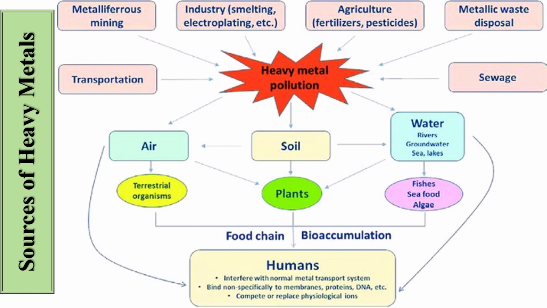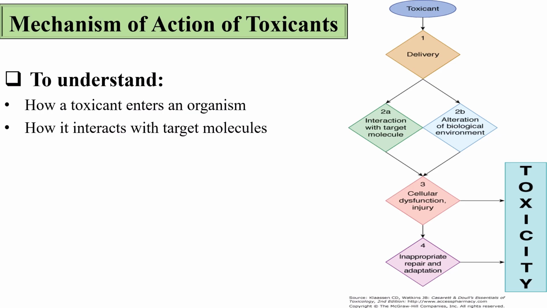Toxic metals and metalloids include arsenic, beryllium, cadmium, chromium, mercury, lead, nickel, and many more. These metals have various sources in the environment, like agriculture through fertilizers and pesticides, metallic waste disposal, metalliferous mining, and some industrial processes like smelting and electroplating, etc. Metals from these sources enter plants and animals' bodies, causing severe damage to them.